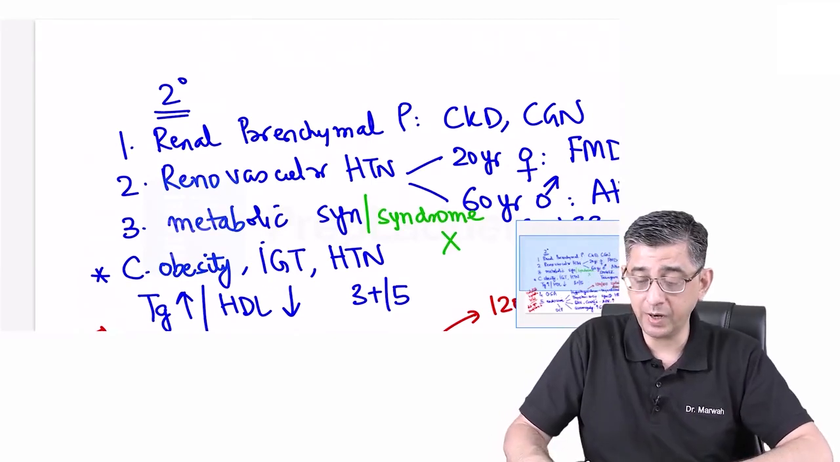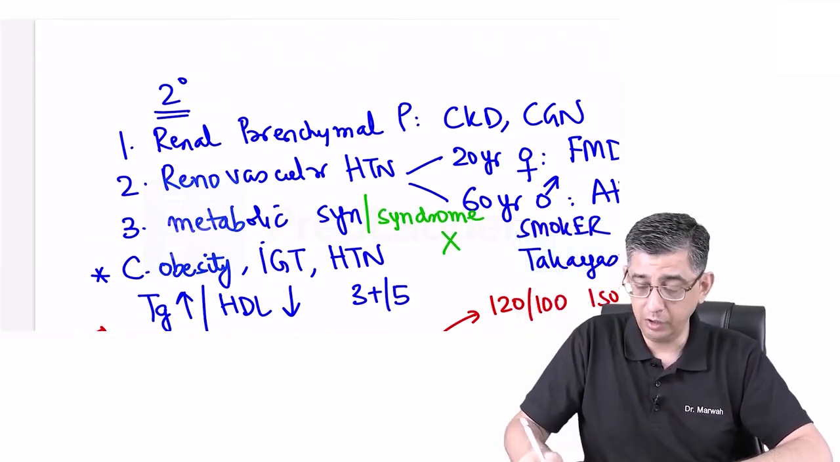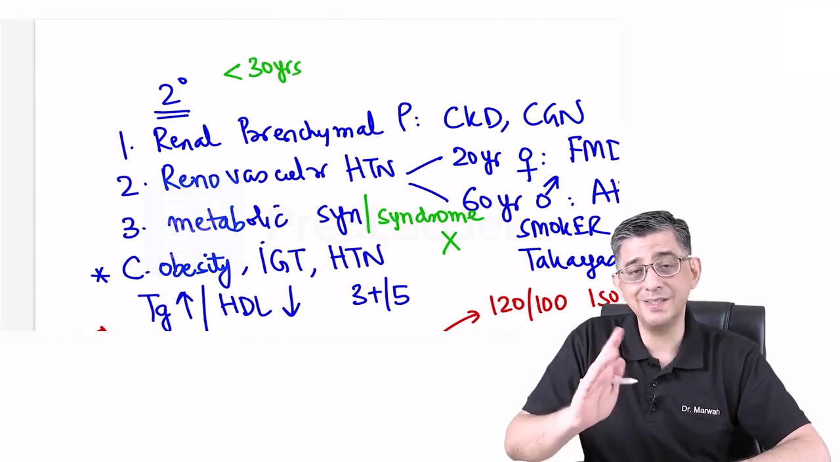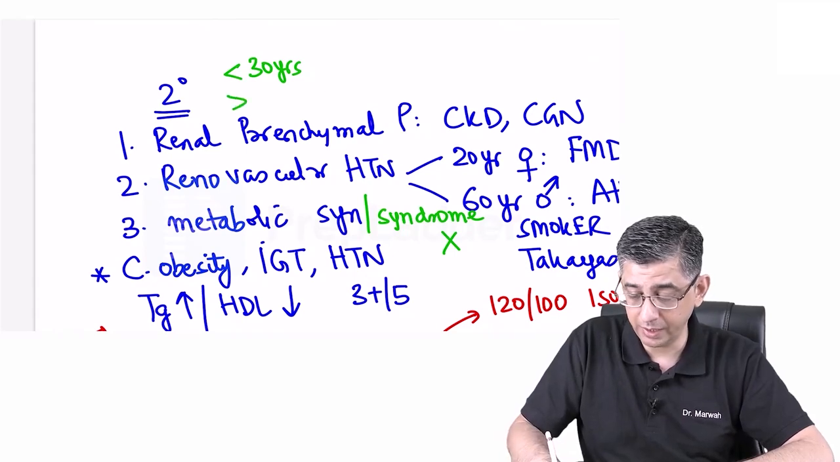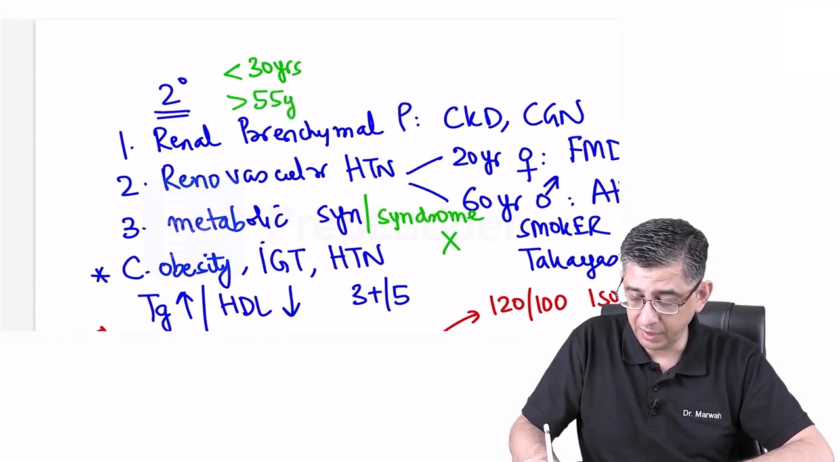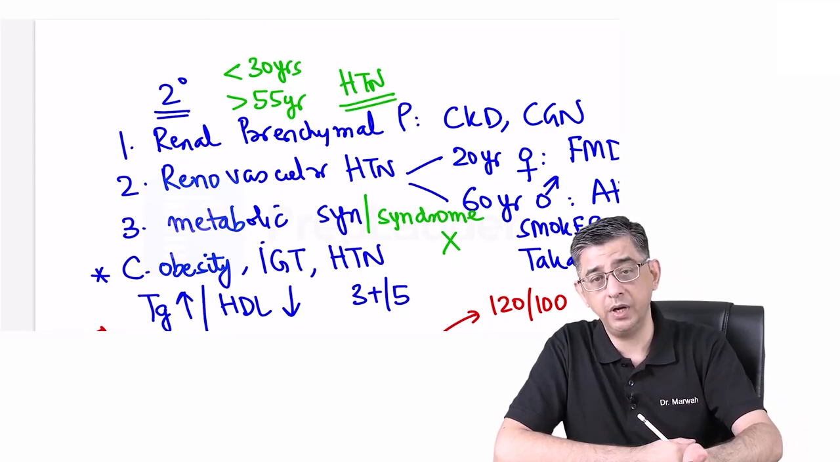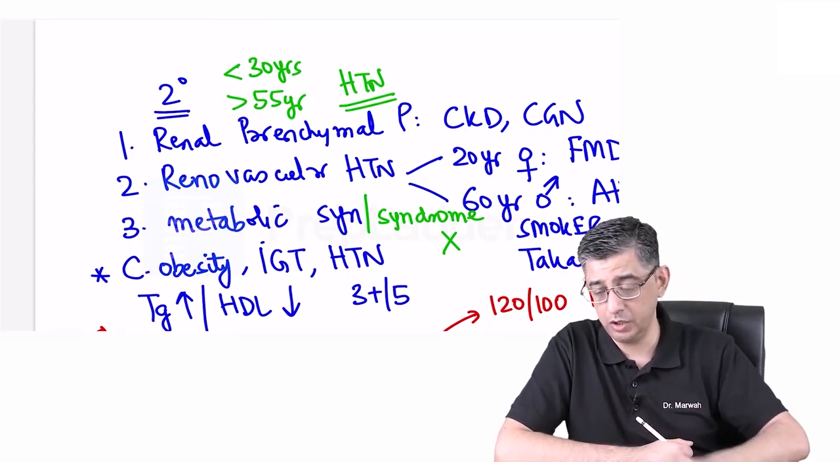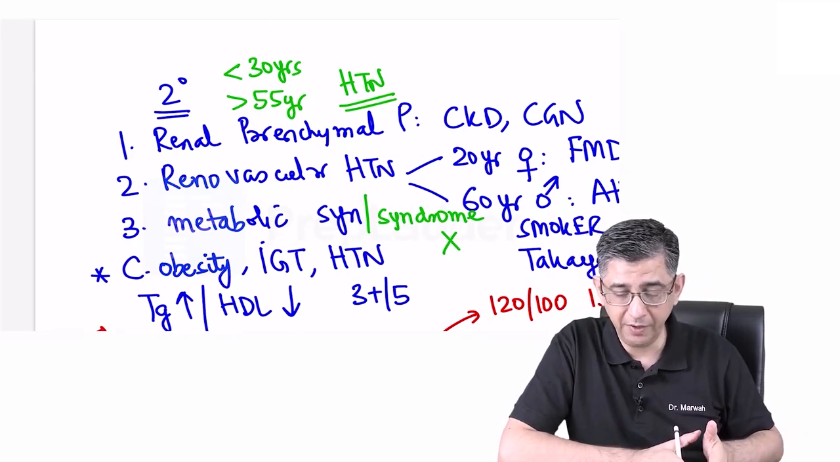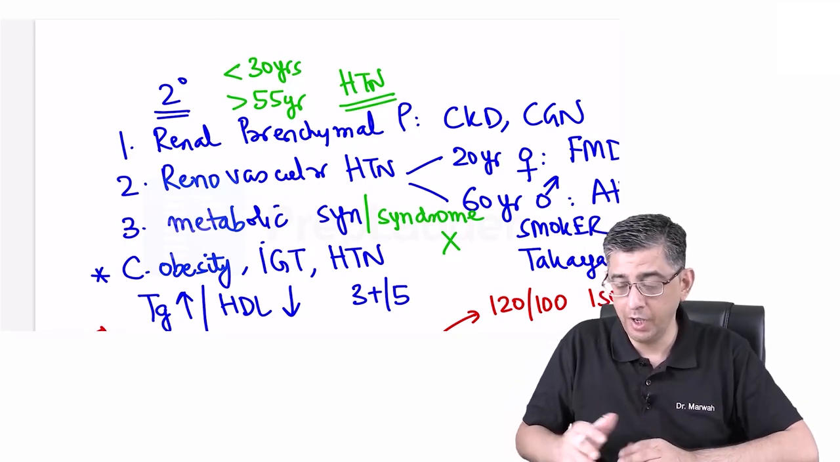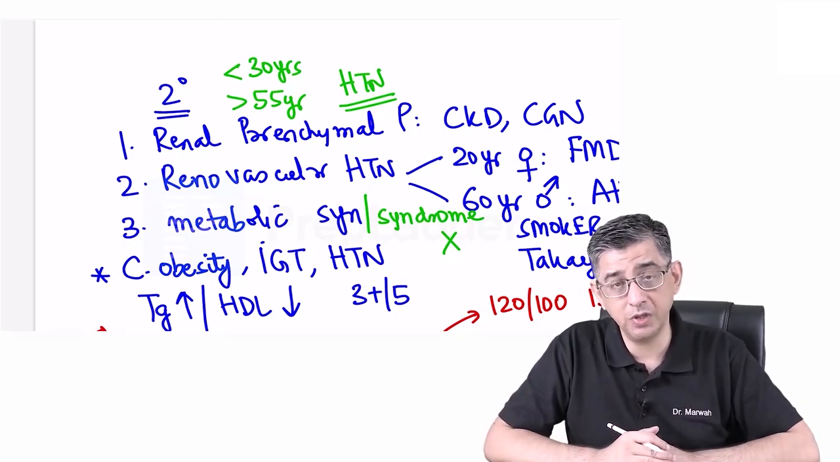And when should you suspect secondary hypertension? If hypertension is identified in an individual less than 30 years of age, this is what Harrison says. If you identify hypertension at less than 30, a relatively younger patient, or there is a new onset hypertension at 55 years of age, in both scenarios, somebody very young or somebody in the later part of life, you definitely have to think in terms of secondary causes.